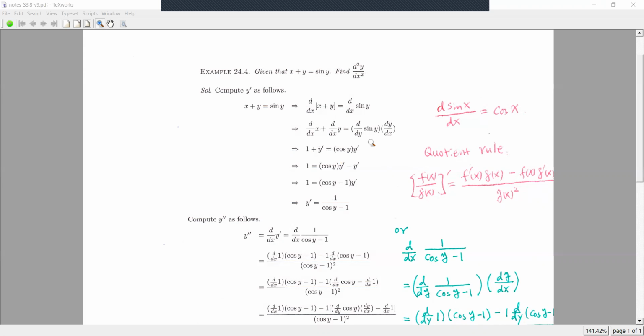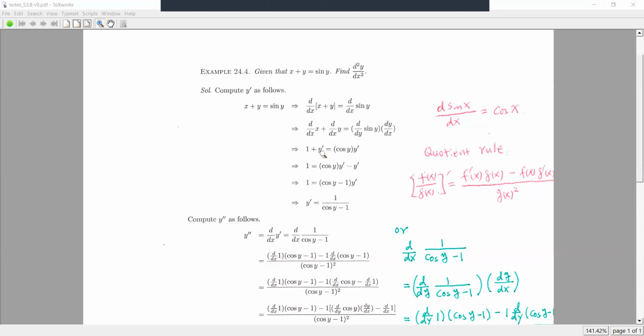The derivative of sine of y with respect to y. Now I can apply this formula. It is cosine of y. And this is y prime. Now solve the equation for y prime.